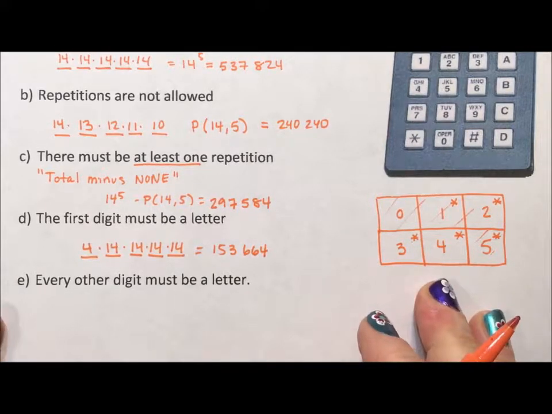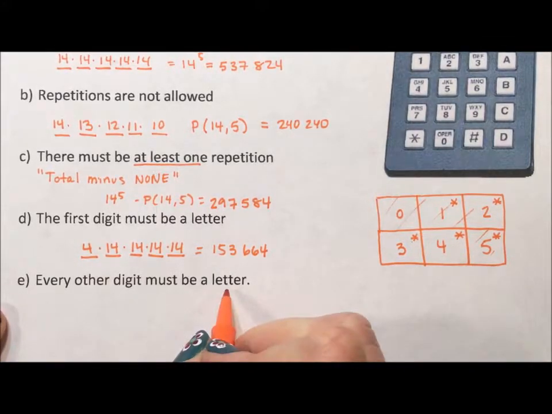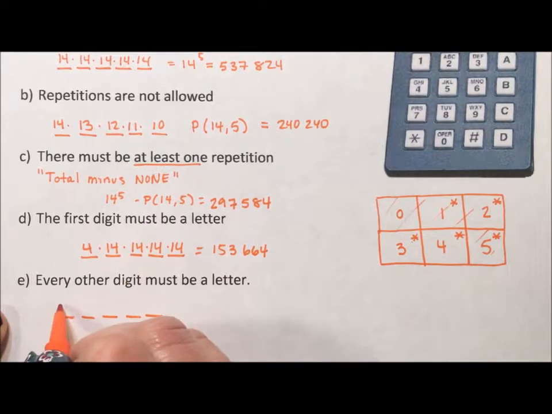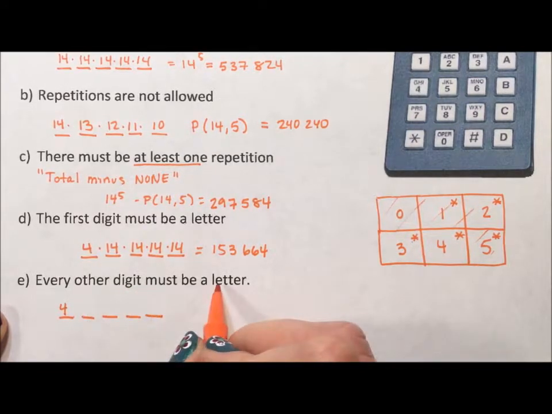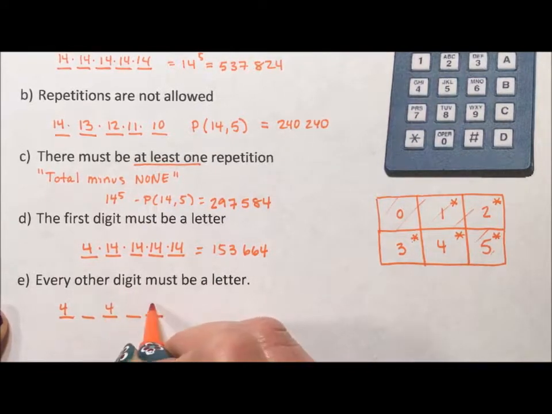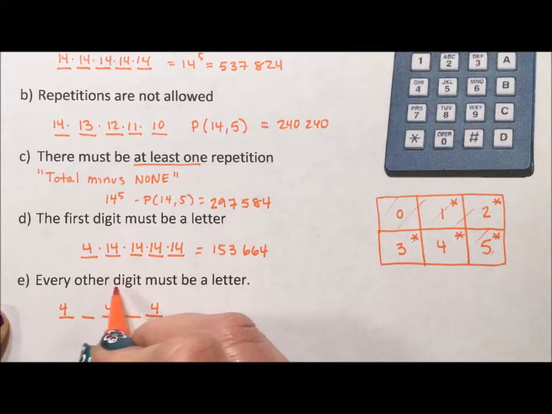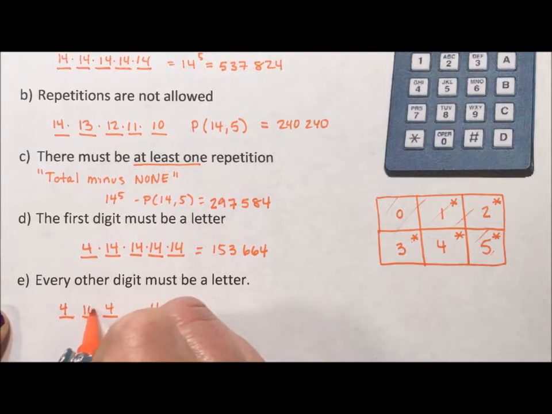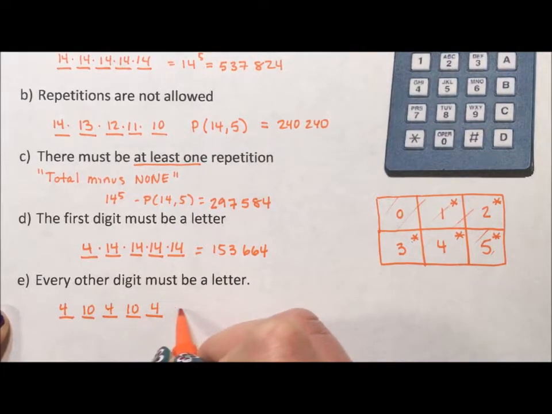And last it says every other digit must be a letter. This one's tricky. If every other digit must be a letter, it implies every other one is a number. So letter, number, letter, number, letter.